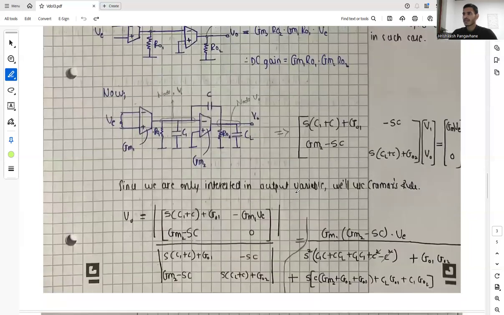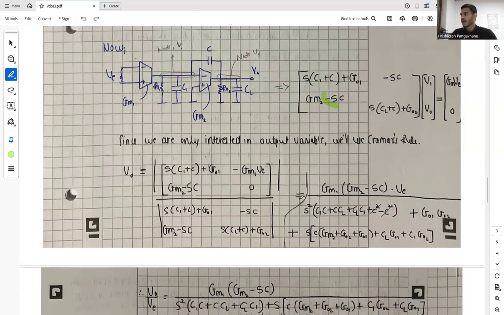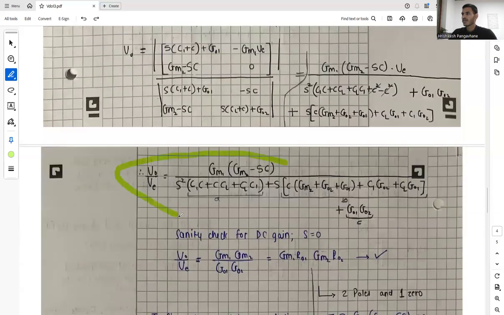Since we are only interested in the output variable, we will simply use Cramer's rule, which is the rule of basic circuit design. We can derive this by looking at the circuit, and we know that V naught, using Cramer's rule, is the determinant of this matrix, just replacing this column by this column, divided by the determinant of the impedance matrix. After solving this, we arrive at some equation.